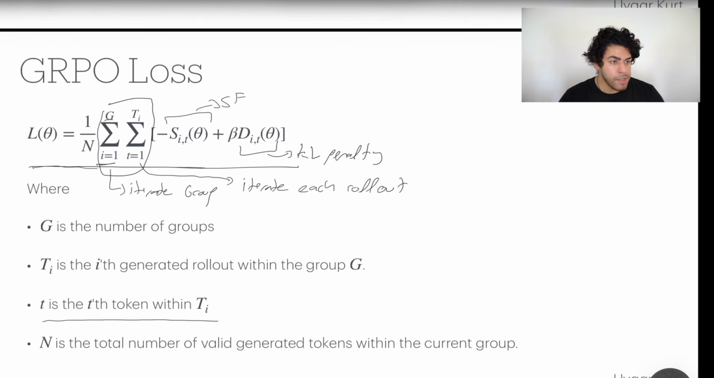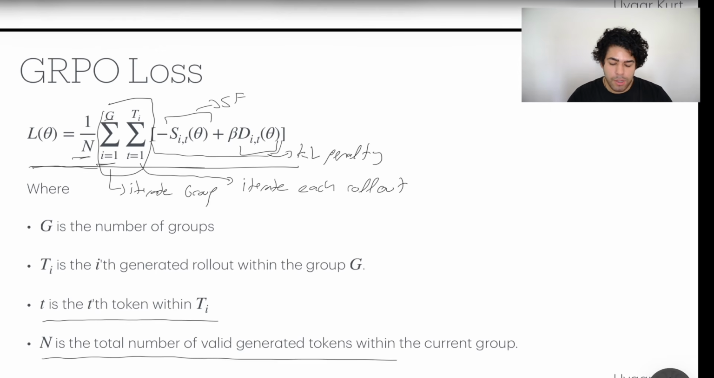What this means is that within the group, for each token, we have to calculate this value and add them up, and in the end we divide it by n, where n is the total number of valid generated tokens within the current group. And this is basically the GRPO loss. It's very simple, just two parts.